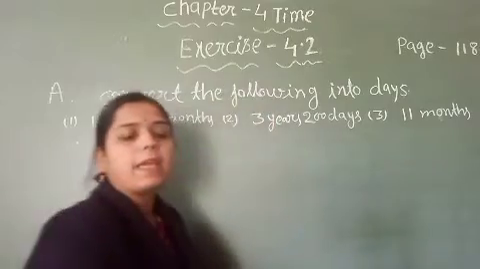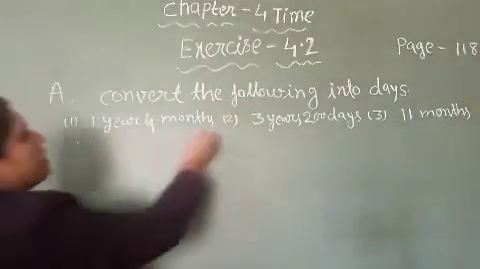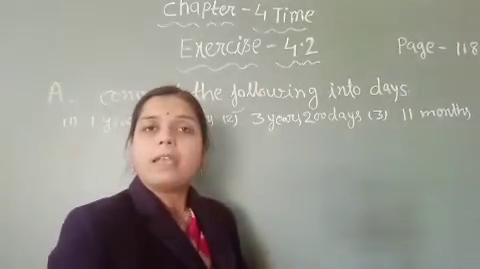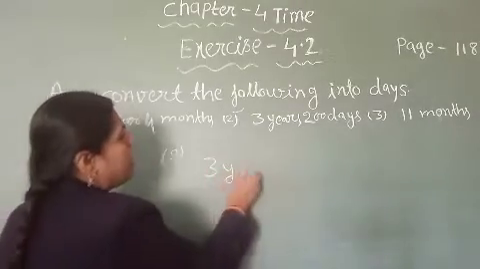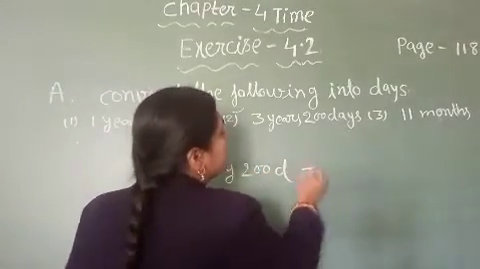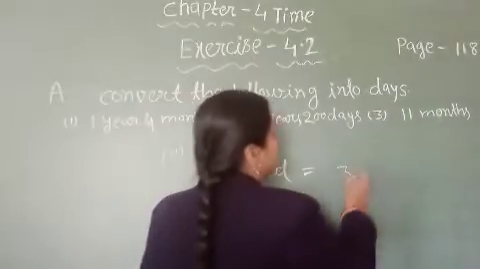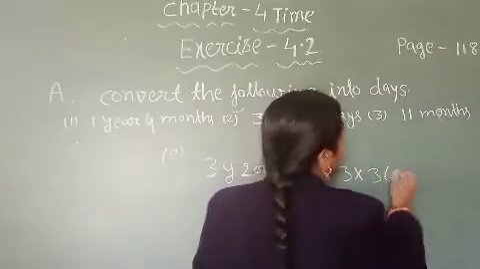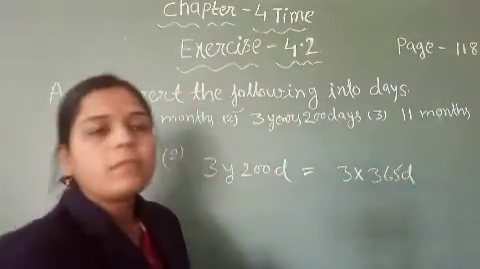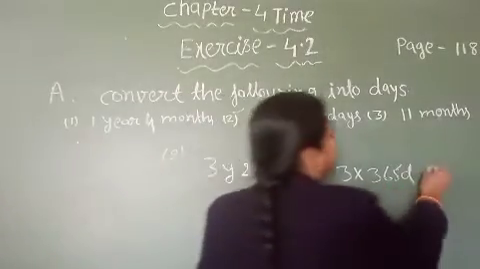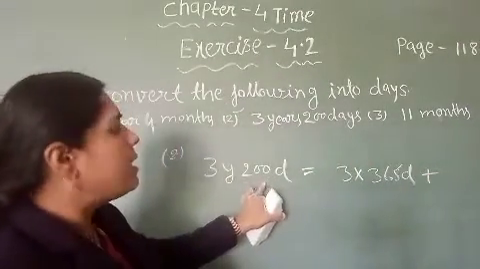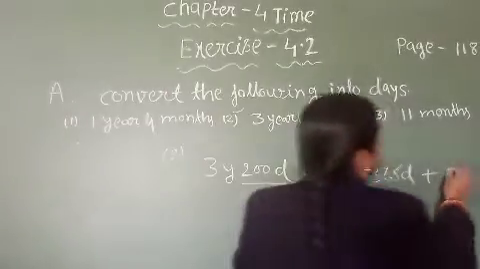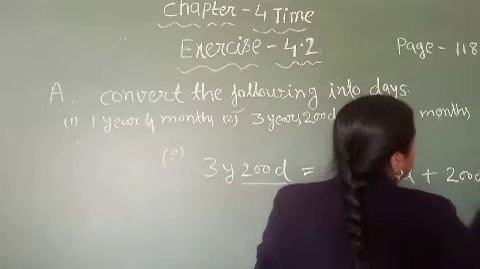Next is question number 2. See the board. Question number 2 is 3 years and 200 days. 3 years and 200 days equals 3 multiplied by 365 days, plus 200 days. This is already in days, so we do not change 200 days.